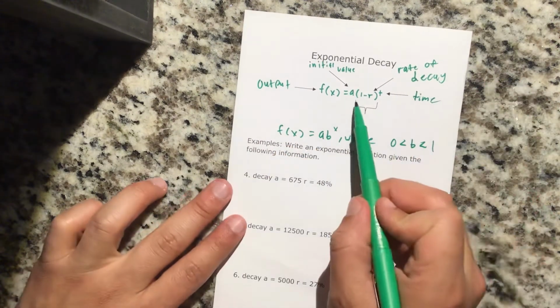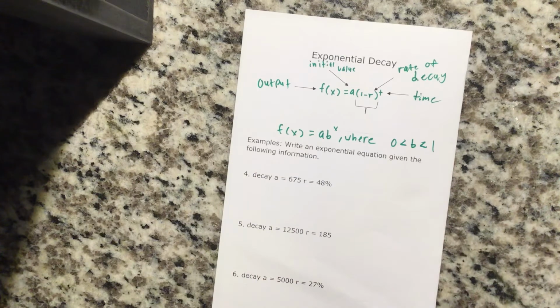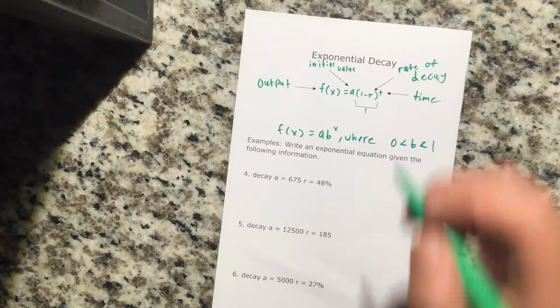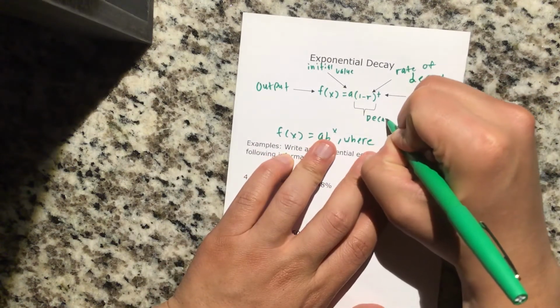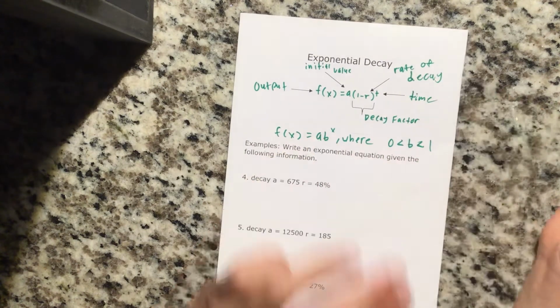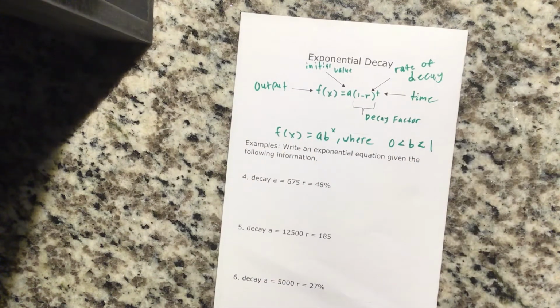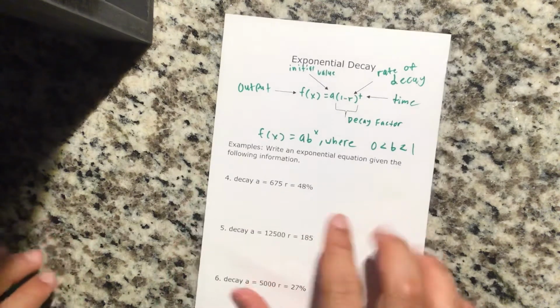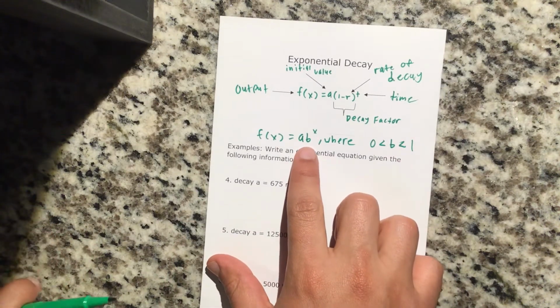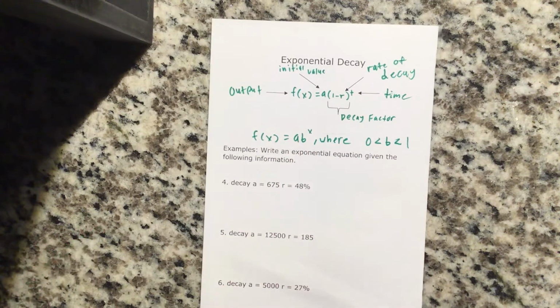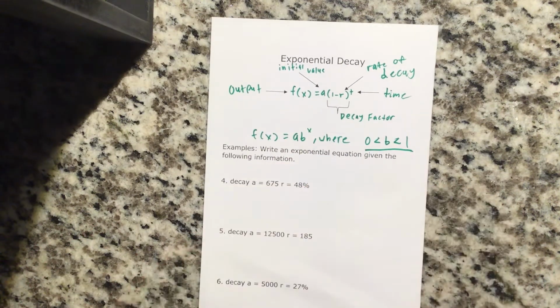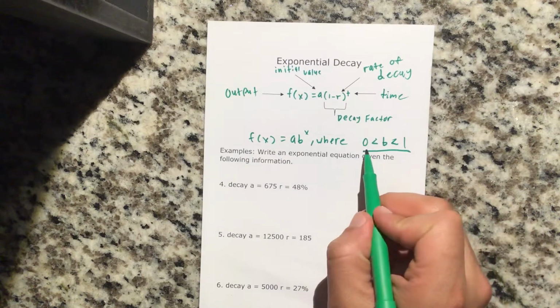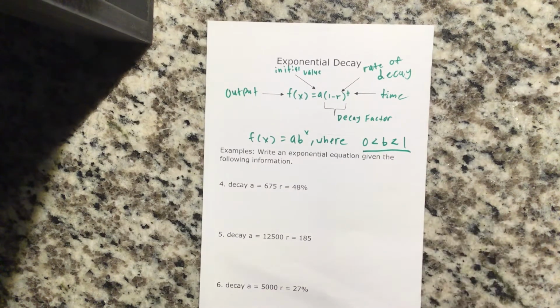Now, this, in parentheses, right, if you remember on the last page, that was our growth factor. This is going to be our decay factor, okay? So it's still our base, but it's our decay factor. I'll show you right down here. So the general formula is f of x equals a times b to the x power, okay? But this is the difference, where b is greater than 0 and less than 1, okay? So what that means is it's a decimal in between 0 and 1, okay? So we're going to see some examples of this, okay?